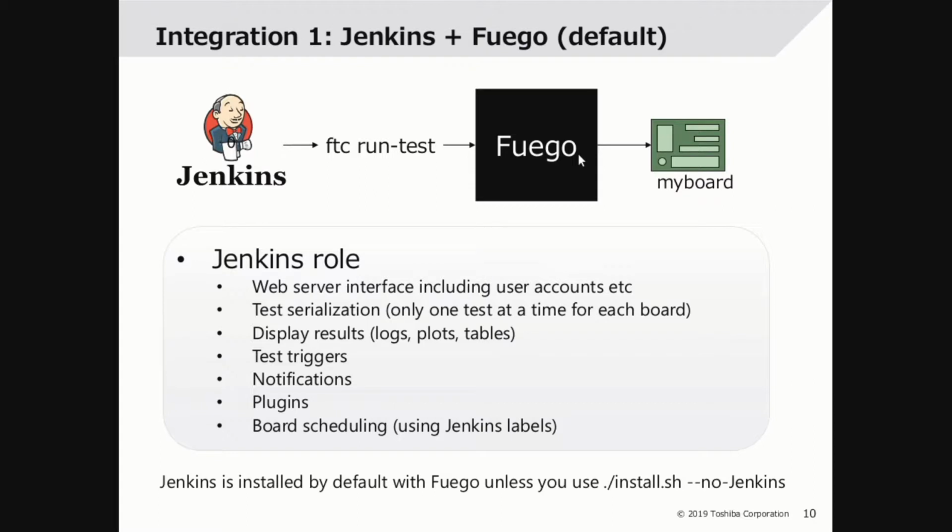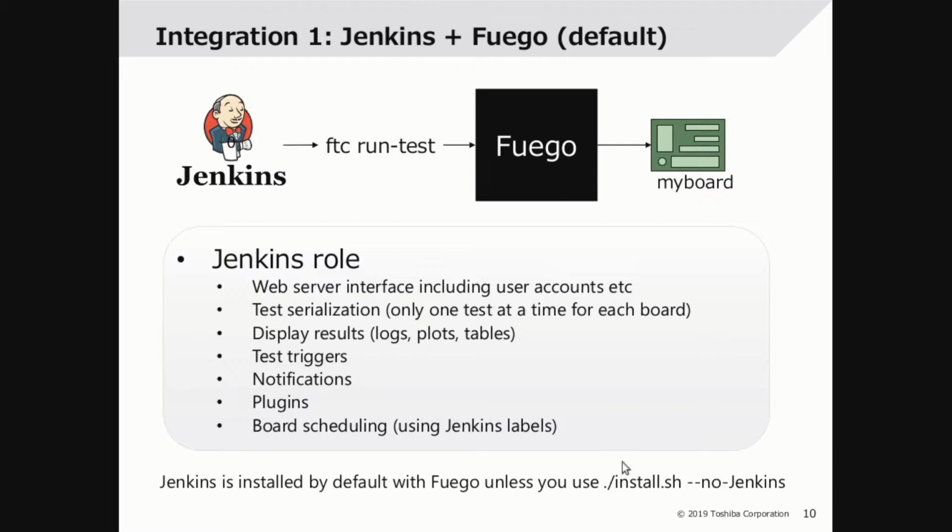Okay. So the first integration I'm going to show is just Jenkins with Fuego, and this is the integration that comes by default. Basically, what it does is, from Jenkins, we call this ftc run-test that you would just call from the command line. But in the next branch, I added, so this is the default when you install the Fuego container, but as it says here, if you put this --no-jenkins, then you will install Fuego without Jenkins, okay? So in case you don't need Jenkins, you can separate it, all right?